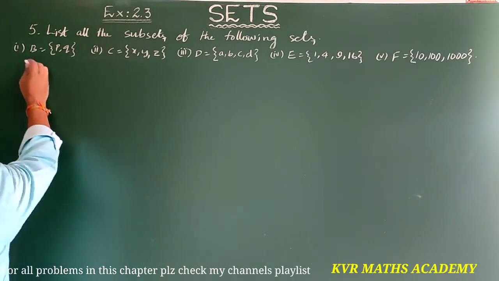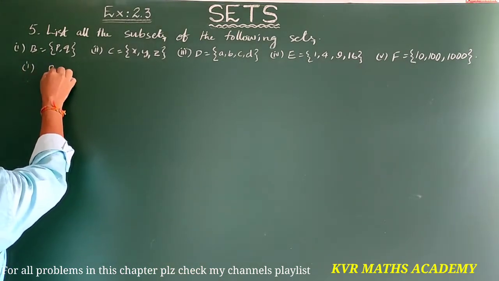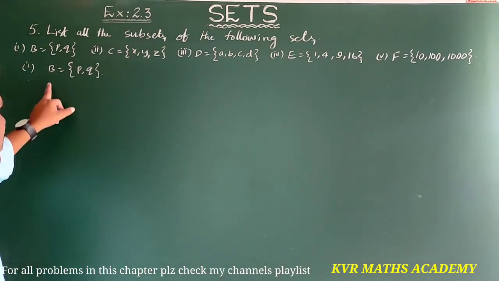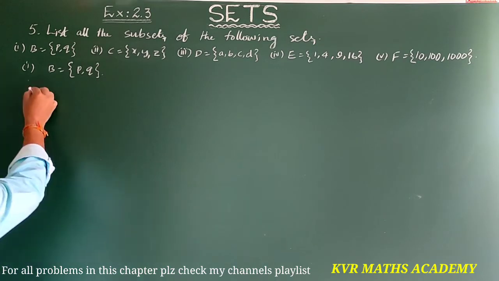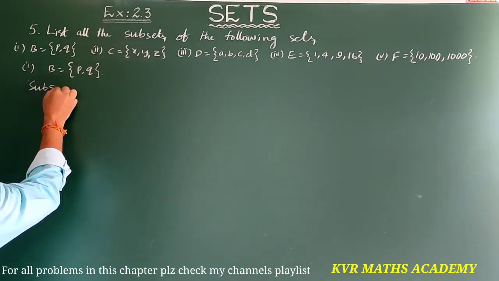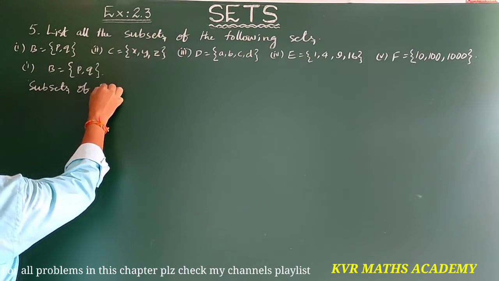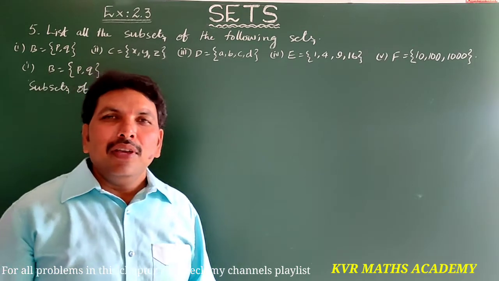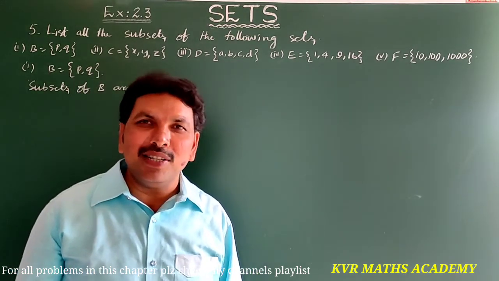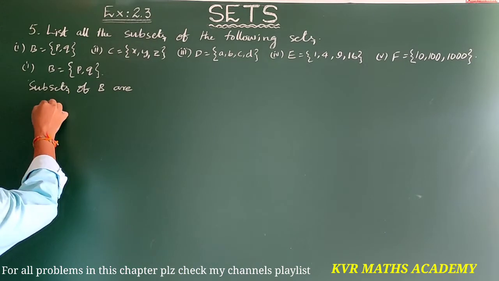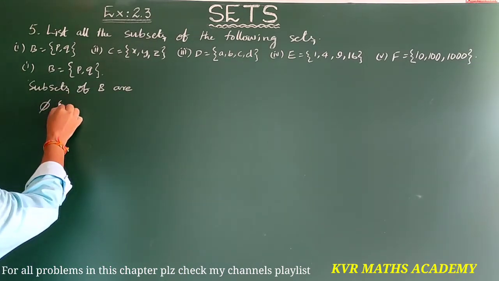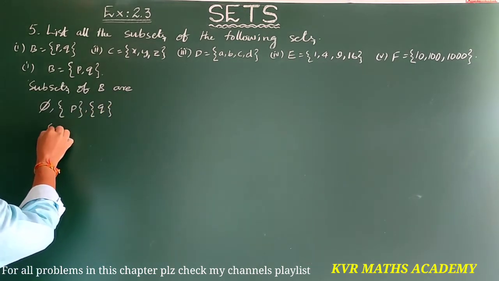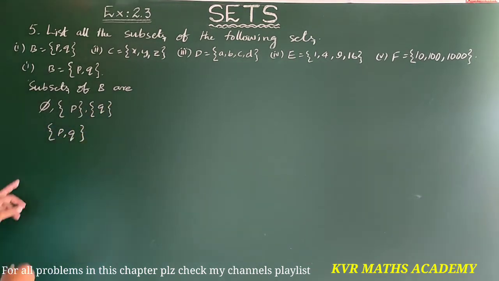Let us take the first question. First one, B is equal to set of P comma Q. So what are the subsets for B? Empty set is the subset for all the sets, so that's why write empty set. Empty set means phi. Next set of P, next set of Q, and set of P comma Q.